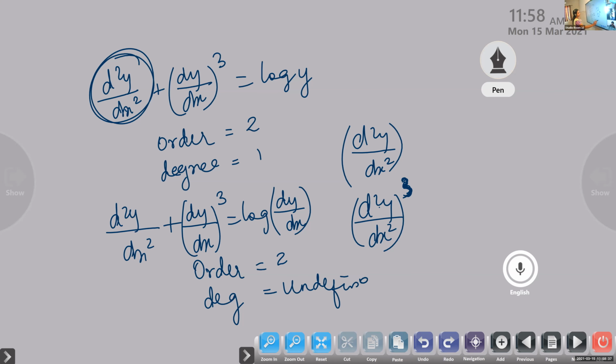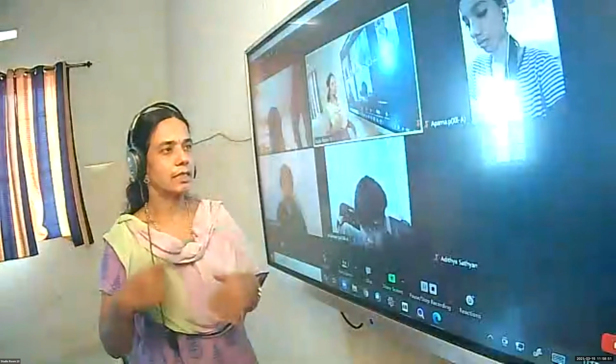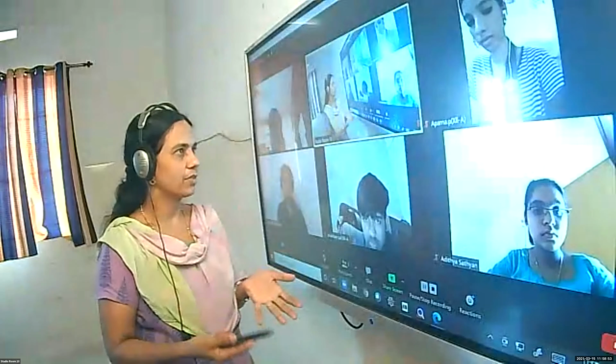Okay, Aishwarya, notice here we are getting a derivative inside another function, so we will not be able to remove that. So we say the degree is not defined. Okay, children, in the next class, go through all these definitions.